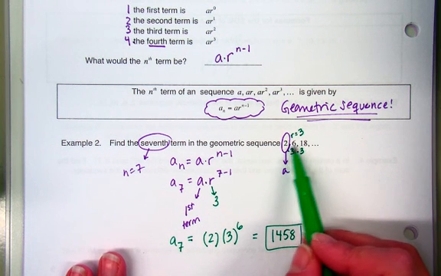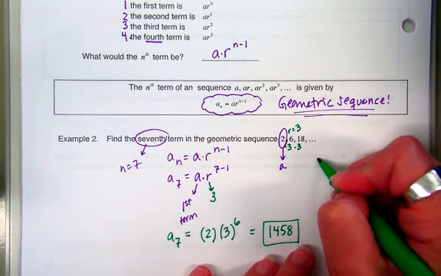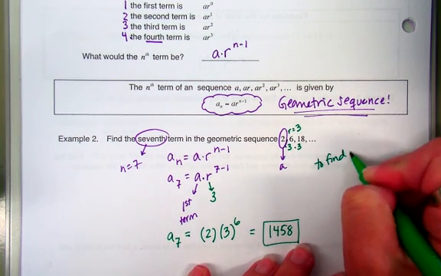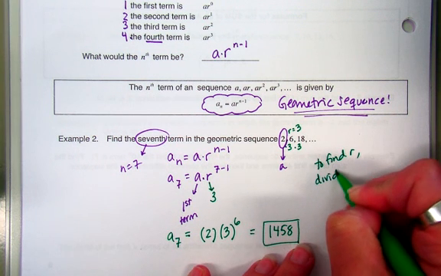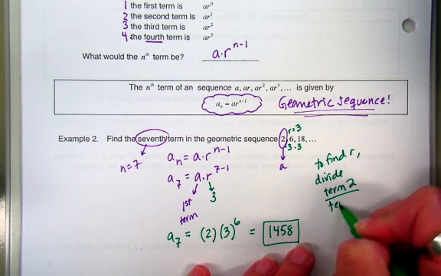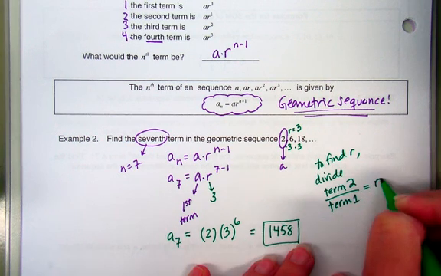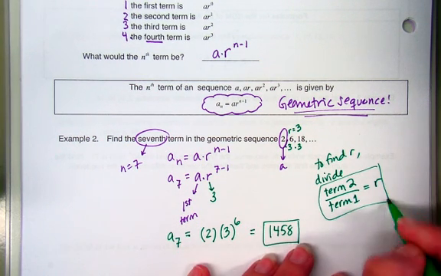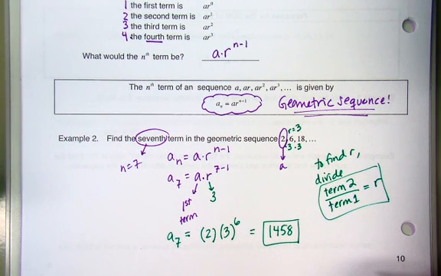If you can't figure out r that easily, to find r, just divide term 2 divided by term 1. That will always equal r. Or term 3 divided by term 2. Or term 5 divided by term 4.